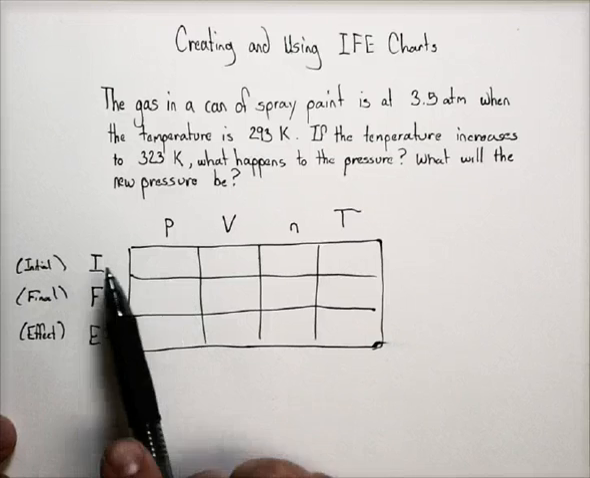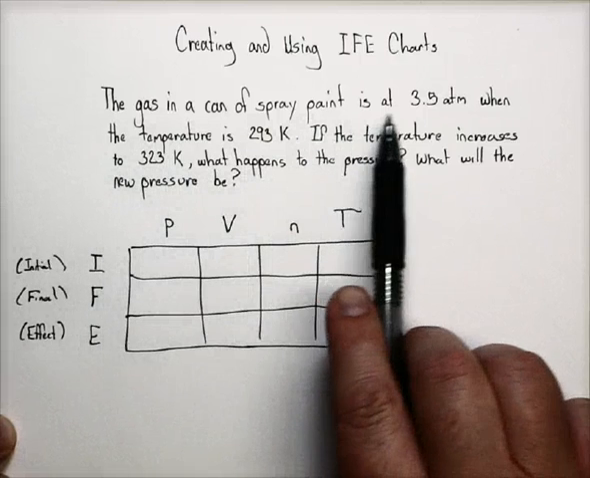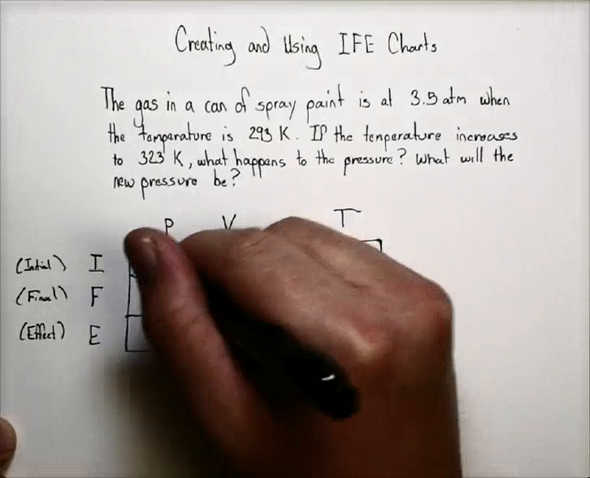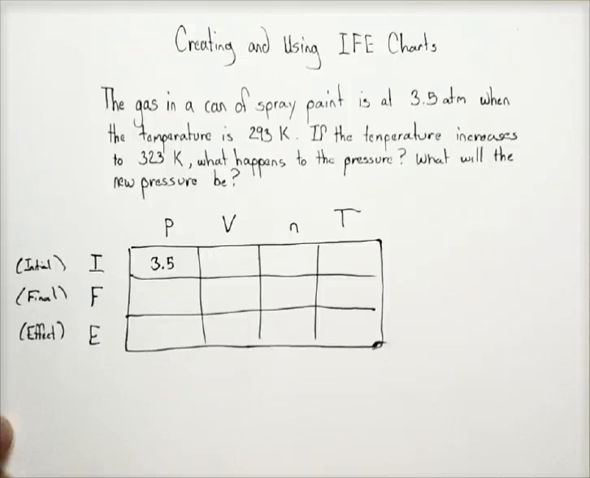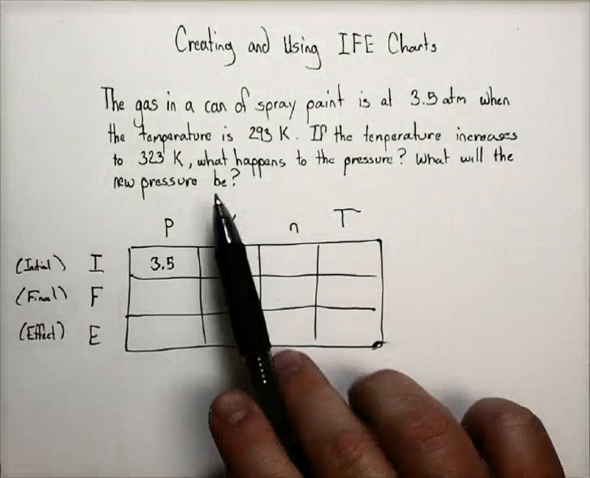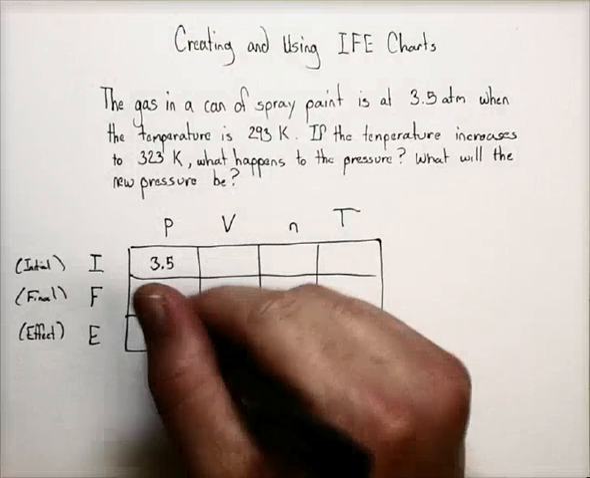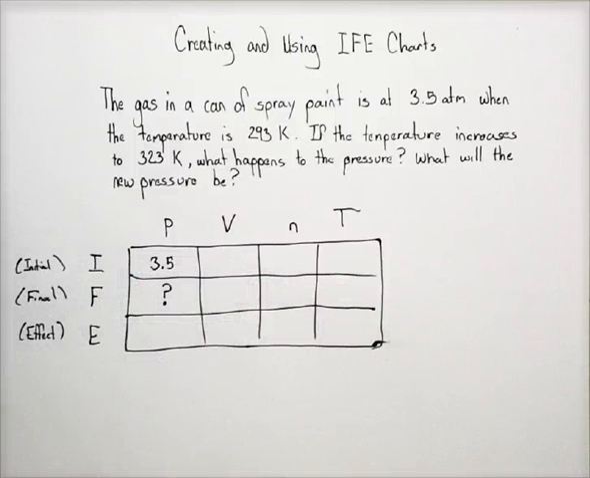The first thing we're looking for is our initial pressure. So we read through the problem and see, do we have an initial pressure? Well, the gas in the can of spray paint is at 3.5 atmospheres when the temperature is at 293 Kelvin. That's where we started. So the pressure started at 3.5. Now, what is the final pressure? Well, we don't know. What will the new pressure be? That's what we're looking for. And so we put a question mark in that area for the thing that we want to find.